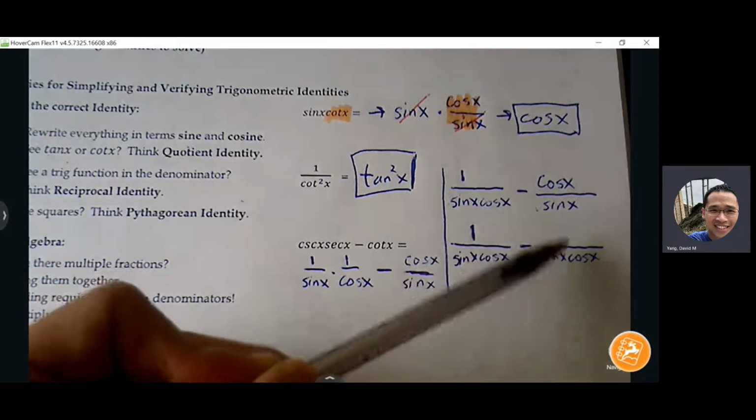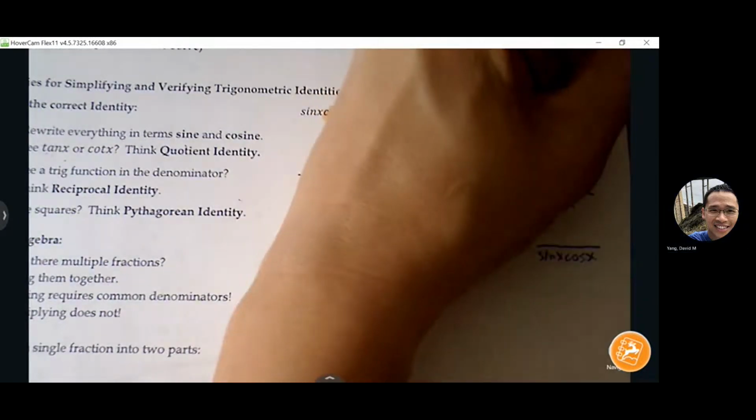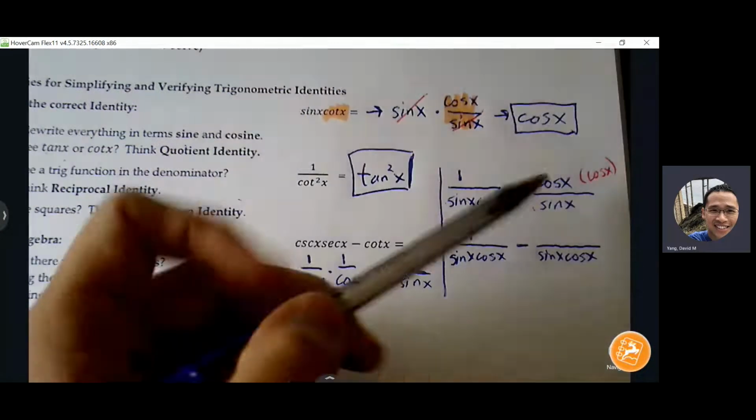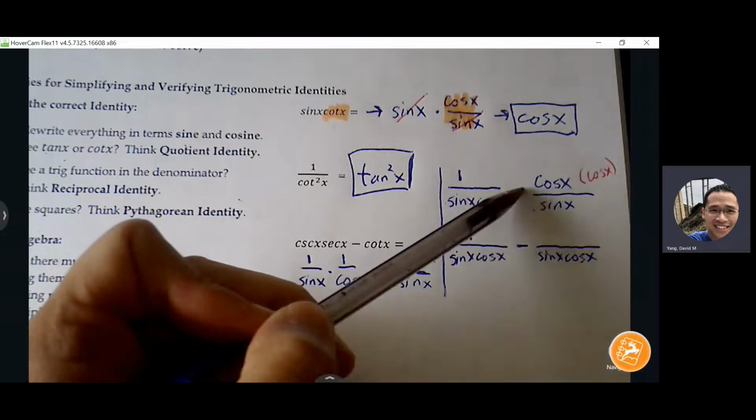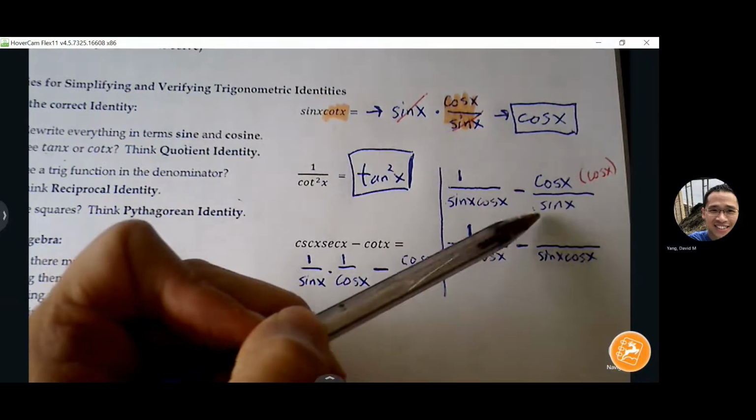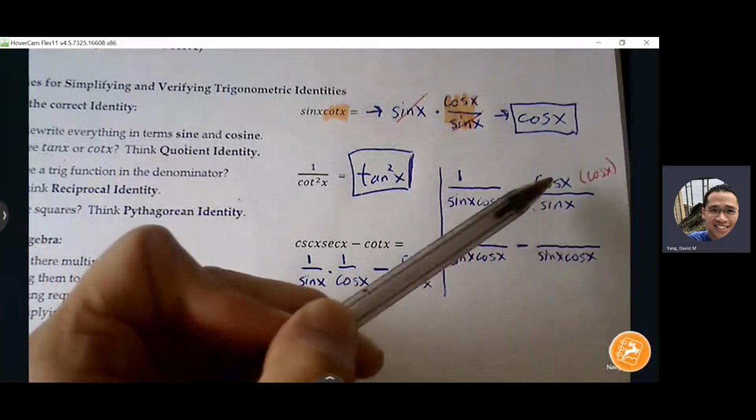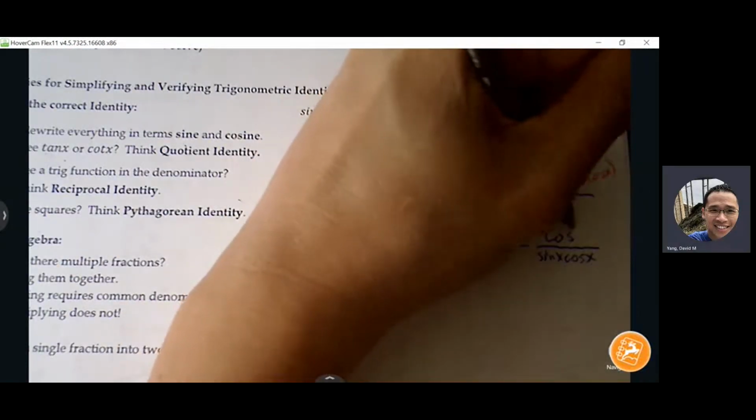I've added a cosine, so I need to do the same thing to the top. I need to multiply the top by cosine. Because I got to balance things out, right? Whatever I do to the denominator to create my new denominator, I need to do the same thing to my numerator. Okay? So sine times cosine gives me sine x cosine x, so therefore I need to do the same thing here. Cosine times cosine gives me cosine squared x.